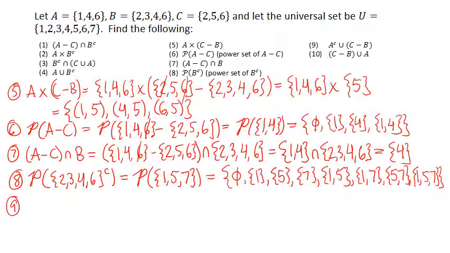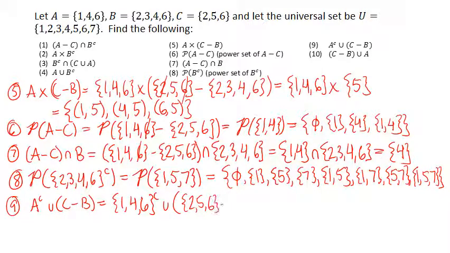All right, number 9. A complement union (C minus B). So I'll just fill in all my little pieces and parts. A is {1, 4, 6}, C is {2, 5, 6}, and B is {2, 3, 4, 6}. First I'm going to do the part in parentheses, and I can also do the complement now.